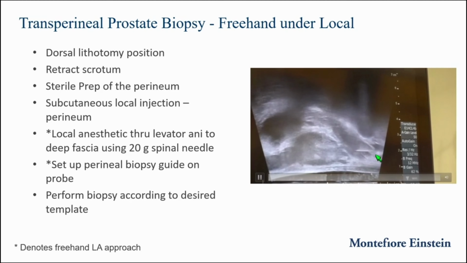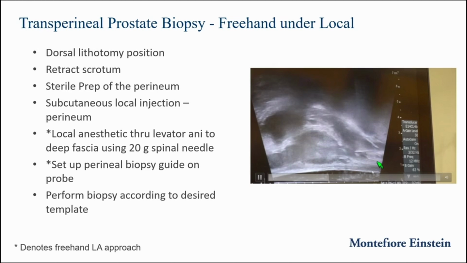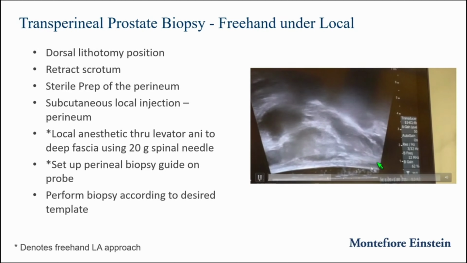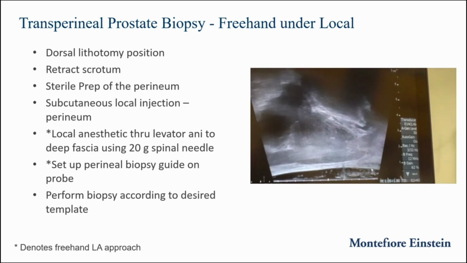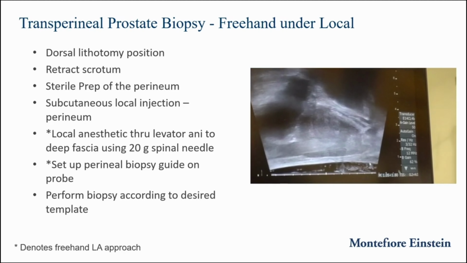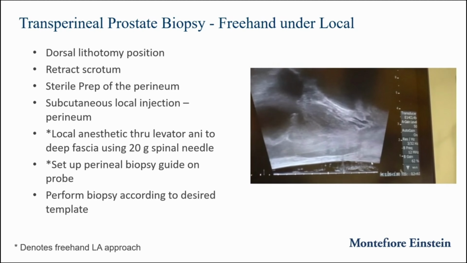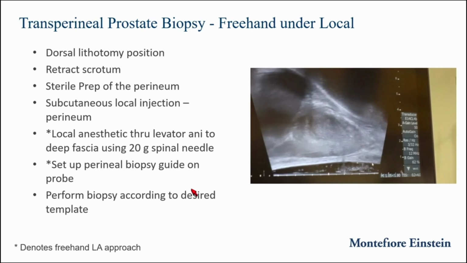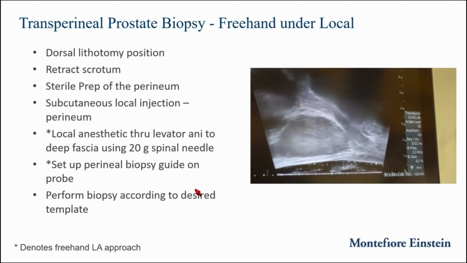You draw back, make sure you're not in blood. And then the nerves that innervate the prostate are about 2 centimeters off the midline on average. And so you want to inject in that plane between the capsule of the prostate at the apex and the levator ani. And then, the template that you use is really up to your technique or where you're trying to sample.